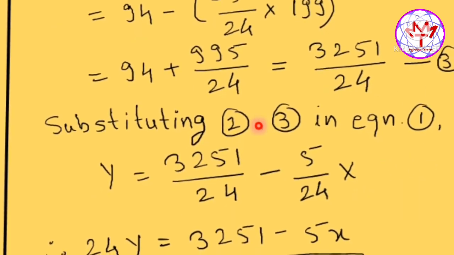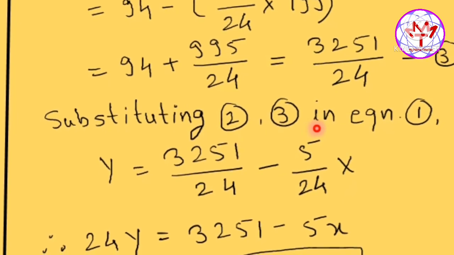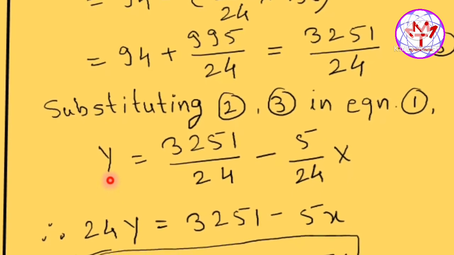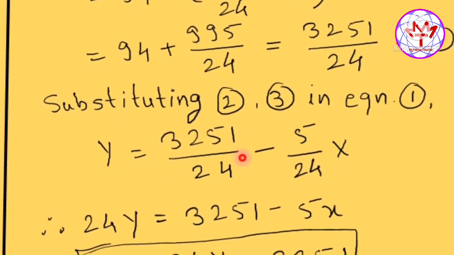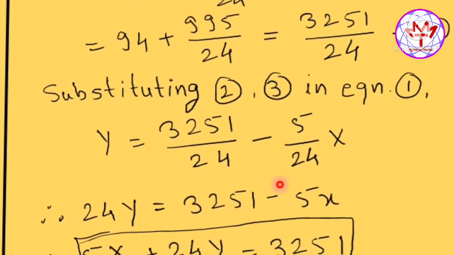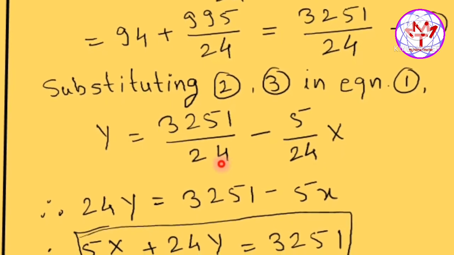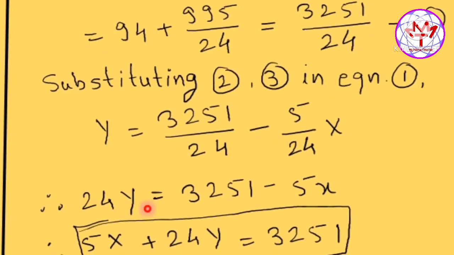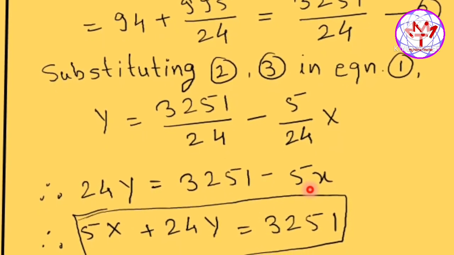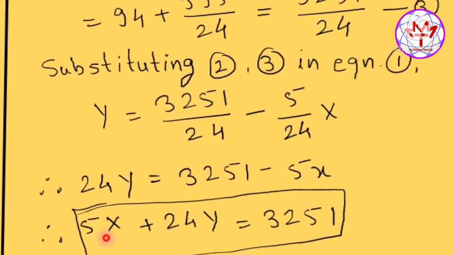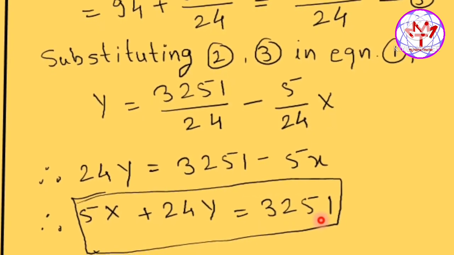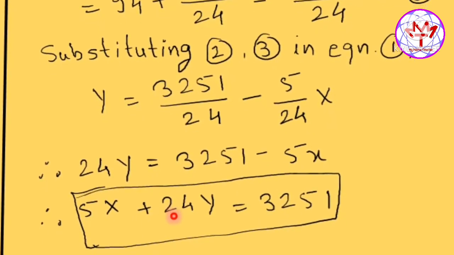Now we'll substitute the values of byx and a in the equation of regression, that is in equation 1. So we get y is equal to 3251 upon 24 minus 5 upon 24 into x. So let us take this 24 in the denominator to the left hand side. We'll get 24y is equal to 3251 minus 5x. Let us bring 5x on LHS. You will get 5x plus 24y is equal to 3251. This is your line of regression of y on x.